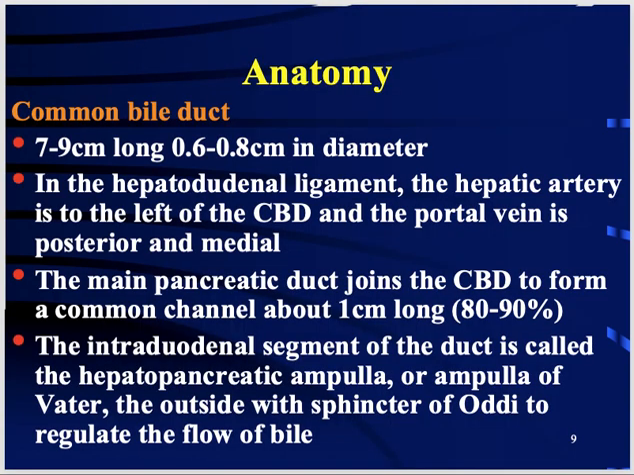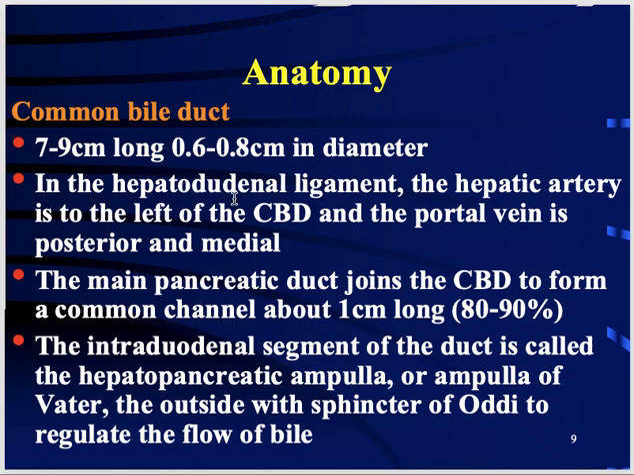So the common bile duct is around 7 to 9 centimeters long. Now, different books give different figures, maybe 7 to 11, maybe 7 to 10. So simply, you can remember 7 to 10 centimeters long and 5 to 10 millimeters, or you can say 0.5 to 1 centimeter in diameter.